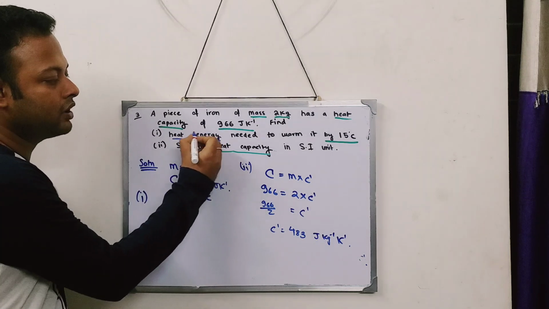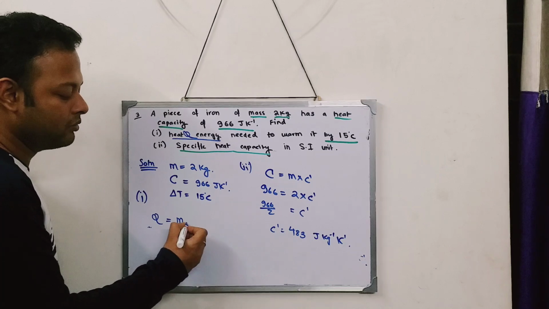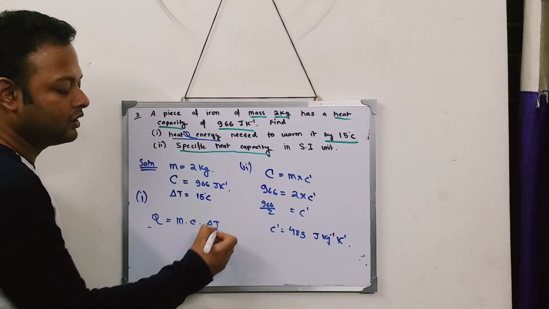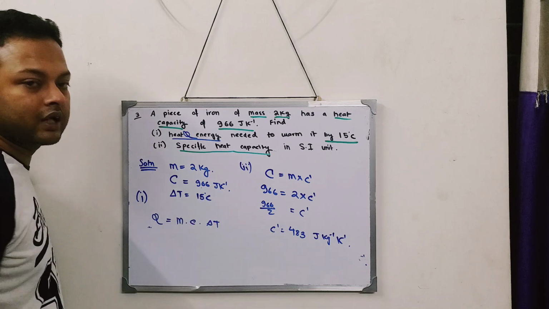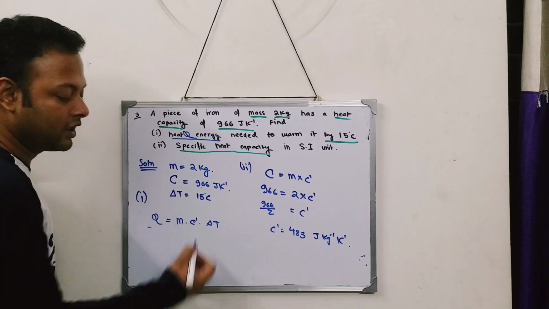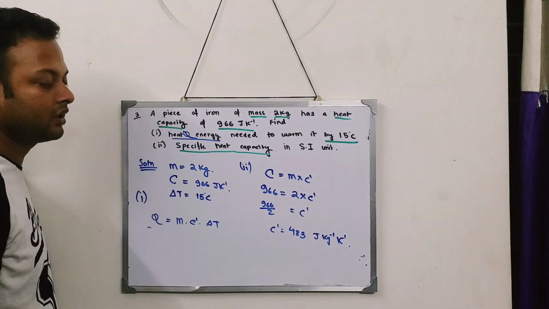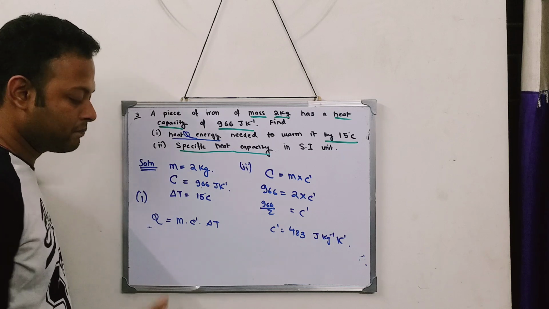Now to do the first part, heat energy required. So heat energy means what? I have to get the value of Q. So Q is equal to mc delta T. Now over here c will be what? Heat capacity or specific heat capacity? Think. This c always denotes the specific heat capacity. So it will be mc dash delta T, because I have to take this value. We don't take heat capacity.